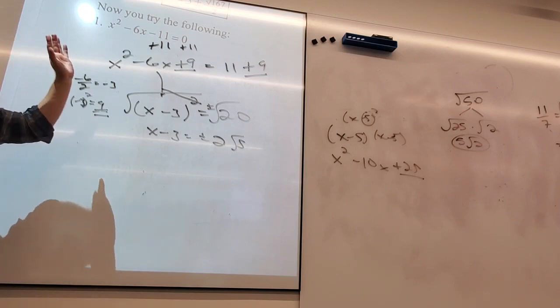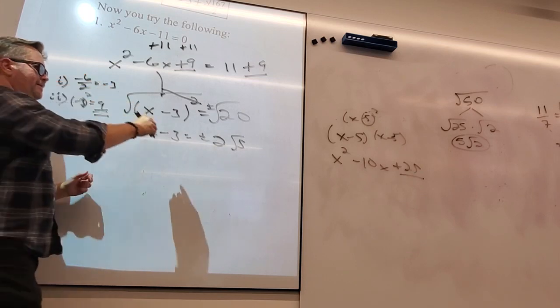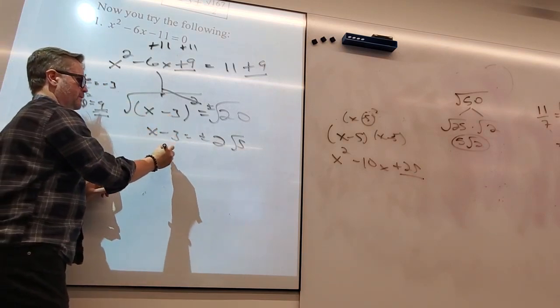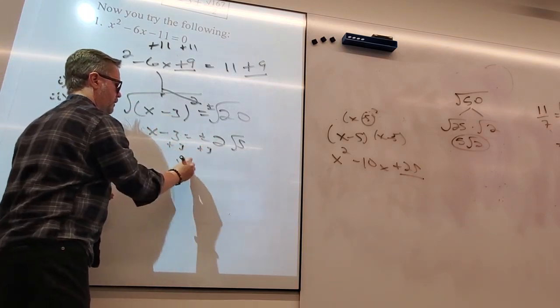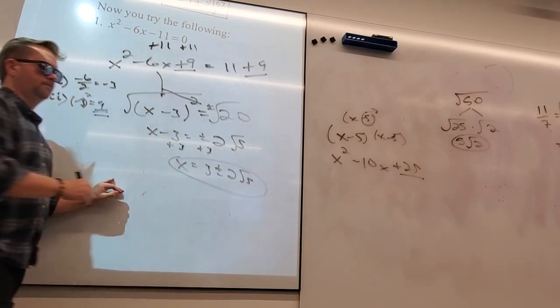I don't know why I'm doing this all out today. Don't hurt me. All right. And then what's the last step to solve for x? Add 3, so I get x is 3 plus or minus 2 rad 5. Weehaw!